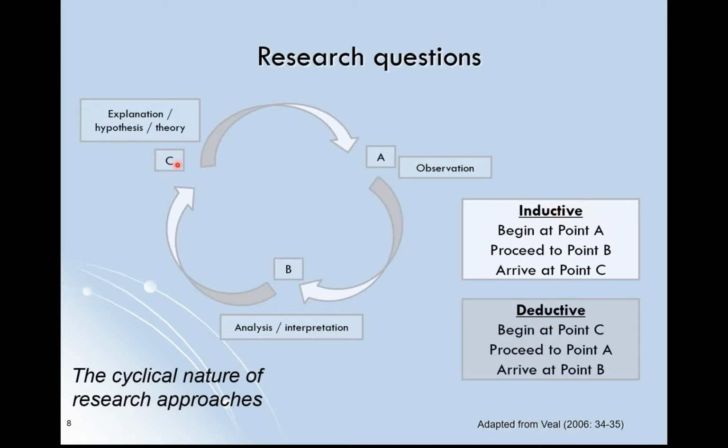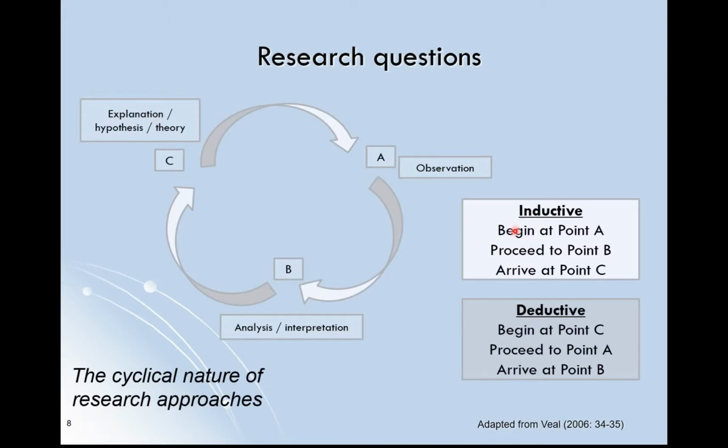If we begin at point C, however, here we see the deductive process at work. So you begin with the hypothesis or the theory, and then in a quantitative research design, you would set up some research questions to generate data with which you can test that hypothesis. So you set up your hypotheses, your research questions, move to observation, which is your data collection, and then you do the statistical analysis. You can then confirm or refute or refine this theory.